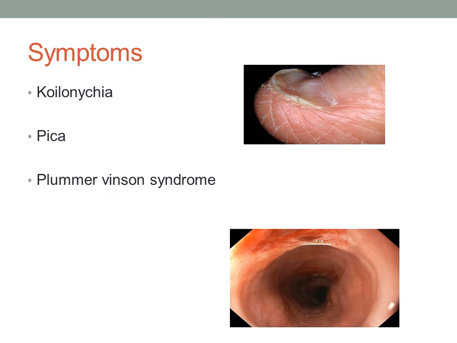As for the symptoms, there are symptoms which are common to all types of anemia, such as weakness, and there are symptoms which are specific to iron deficiency anemia, such as spooning of the fingers. Second, pica, which is eating non-food stuff such as dirt. Third, Plummer-Vinson syndrome, in which you can see iron deficiency anemia, dysphagia, and the esophageal web, which is seen in the bottom picture.